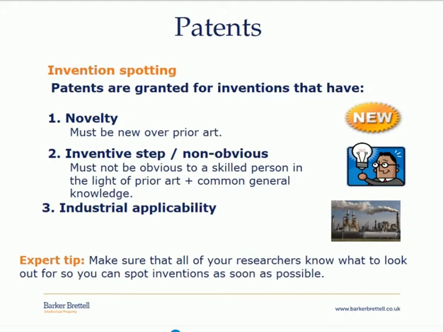So as you're going through a product development process or research and development, you should always make sure that all of your researchers have in the back of their mind that they should be looking out for things that fill these criteria, because they can then come to ideally one central person and say, I've had this idea, what do you think?